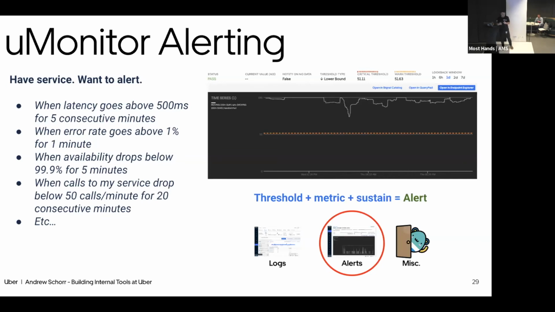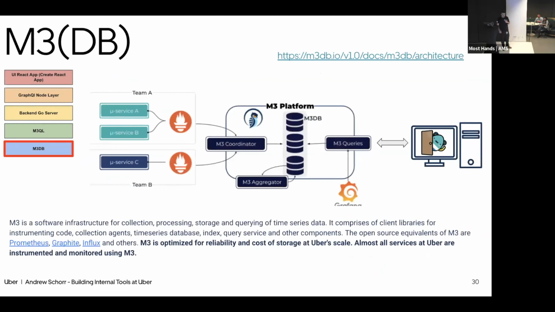For this talk, I'm going to be talking mostly about the alerting aspect of our monitoring system. It's pretty basic. Have a service, want to alert. Lots of different pieces, such as on-call rotations and such. But for our purposes, let's just worry about an alert being comprised of a threshold, a metric, and a sustain. When a metric goes above a threshold for a certain period, that initiates an action on the alert, such as paging, slacking, emailing, and so on and so forth. A quick overview of the stack. At the very bottom is the DB I talked about, M3DB.